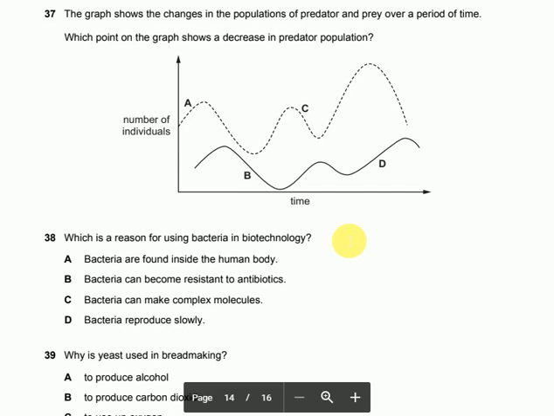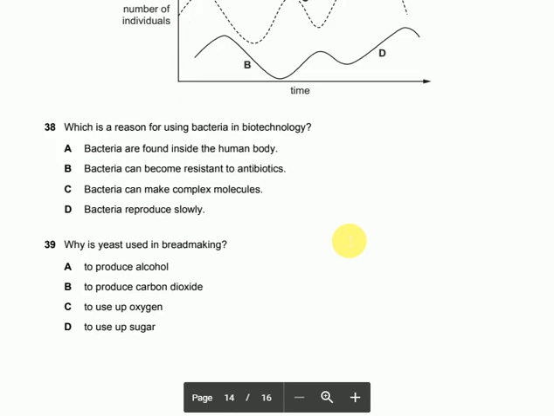Moving on to question number 38, which is a reason for using bacteria in biotechnology. Bacteria are found inside the human body, and bacteria can become more resistant to antibiotics. Yes, I think it's B. Bacteria can make complex molecules, and bacteria reproduce slowly. No, they reproduce really quickly. So it's B. Bacteria can become resistant to antibiotics.